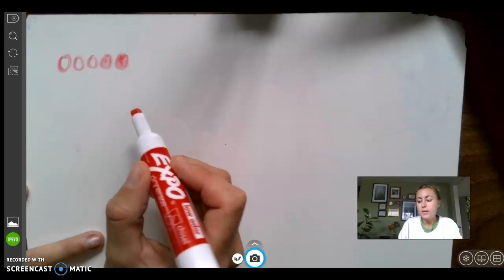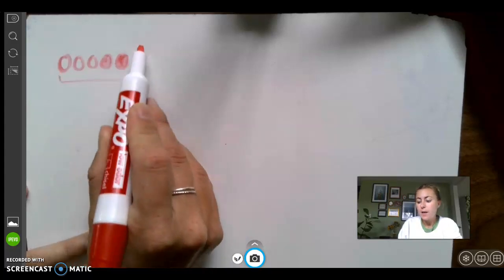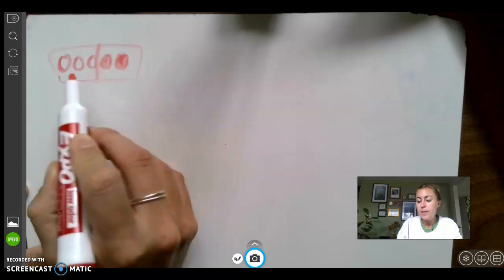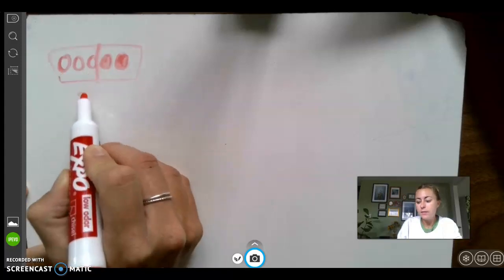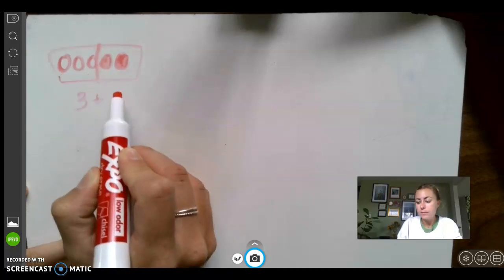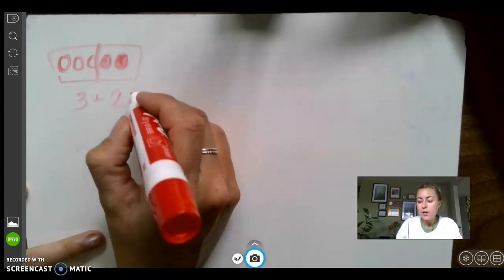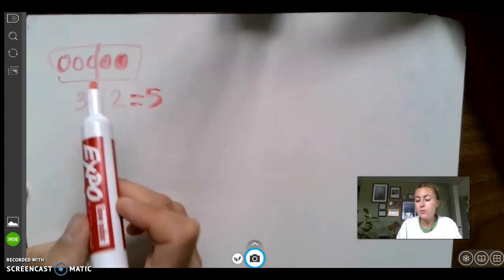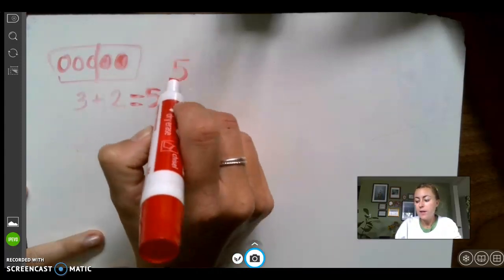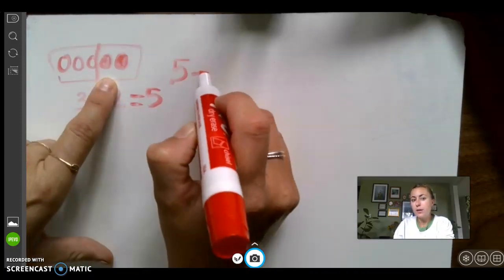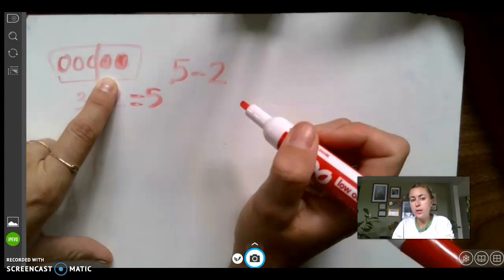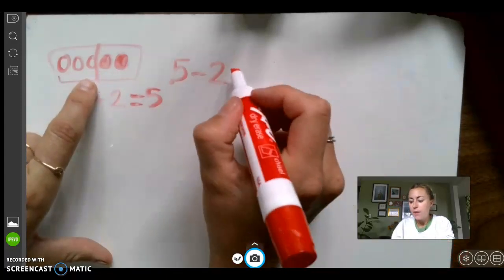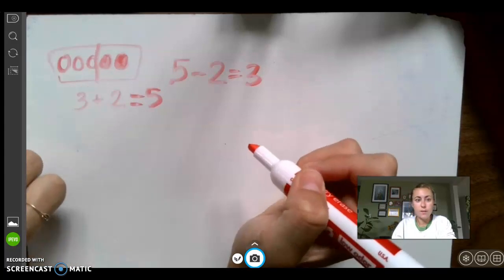Let's start with ones. Right away, I can see on this tape diagram that I have 3 here and 2 here. I know that my big whole is 5. I can also write it by saying 5, take away the 2 that are colored in. Pretend that they're cupcakes you're eating, you eat the 2 cupcakes, and then you have 3 left over.